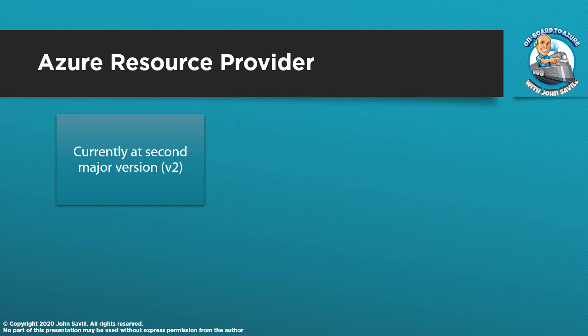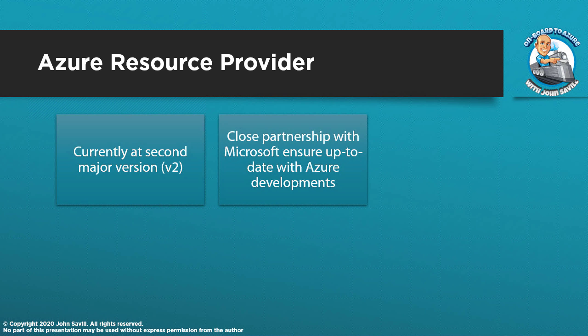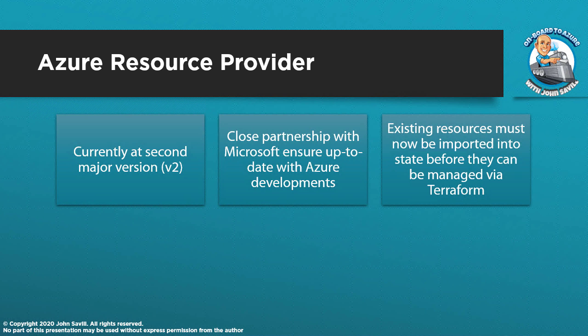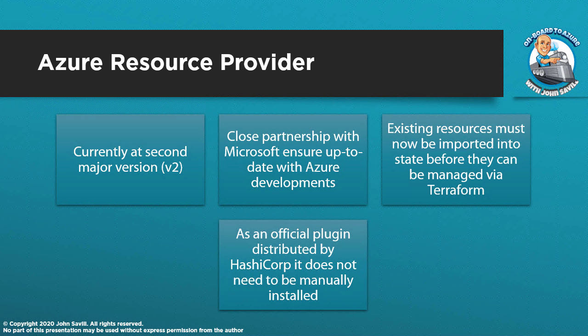Now, one thing that often comes up is, well, how up to date is this? So there is a very close partnership between Microsoft and HashiCorp. There's this multi-million-dollar relationship. Microsoft has its own Terraform dev team that help manage this provider. They work closely with HashiCorp. So many features will actually be supported day one for the Terraform Azure provider. A lot of major Azure customers use Terraform. As I mentioned already, I have to import resources that already exist to be managed. And this is an official plugin. This means it's distributed by HashiCorp. I don't have to manually install it.